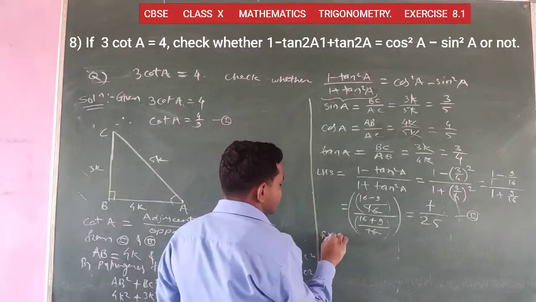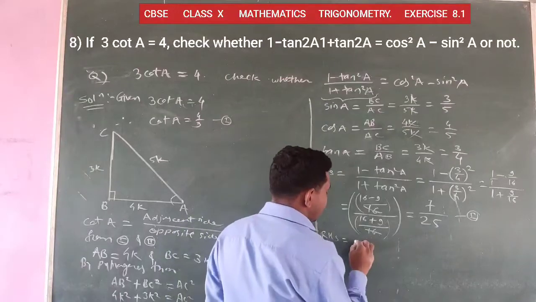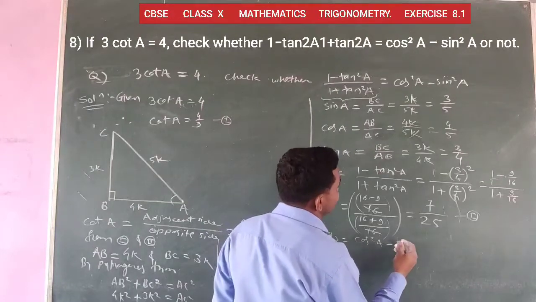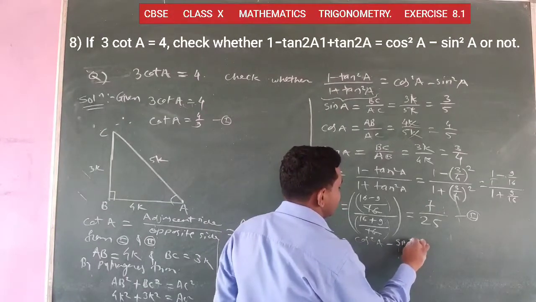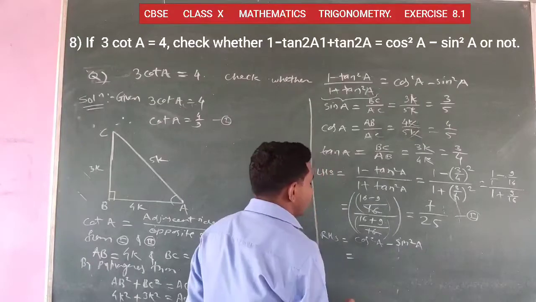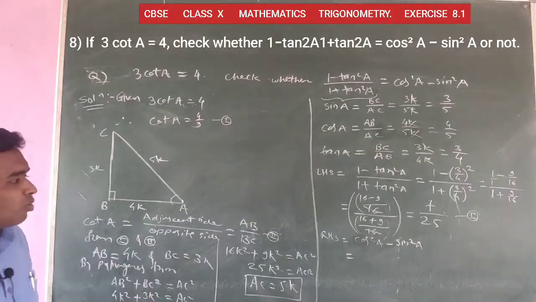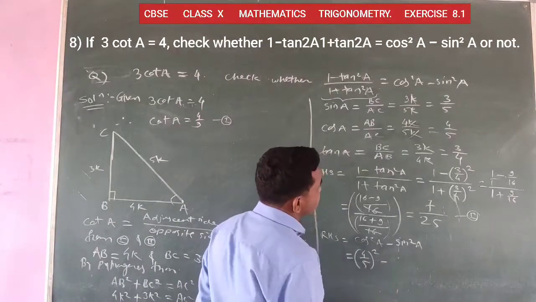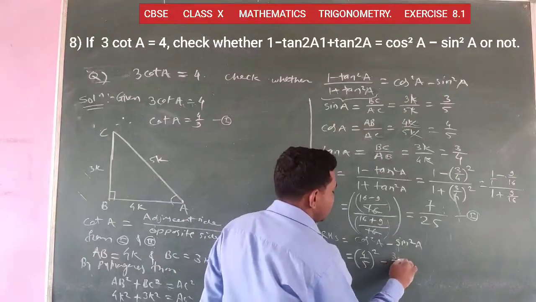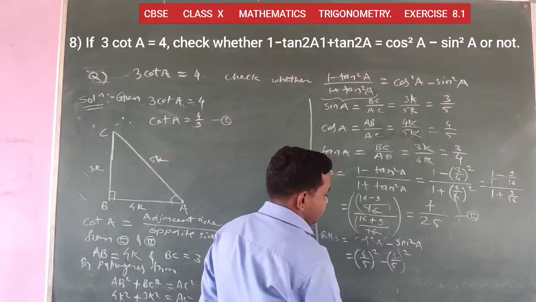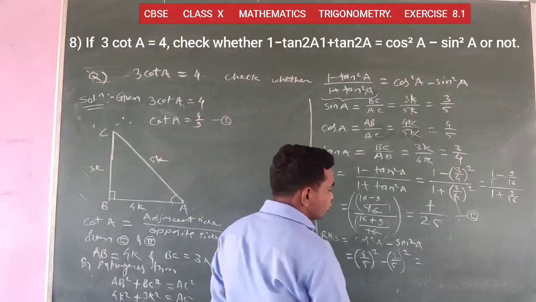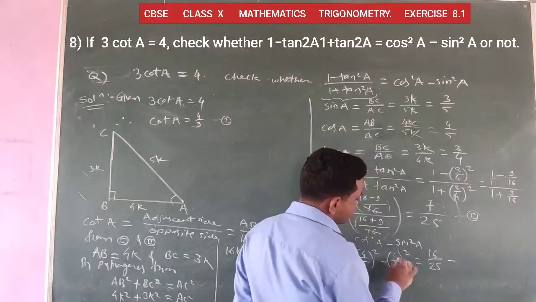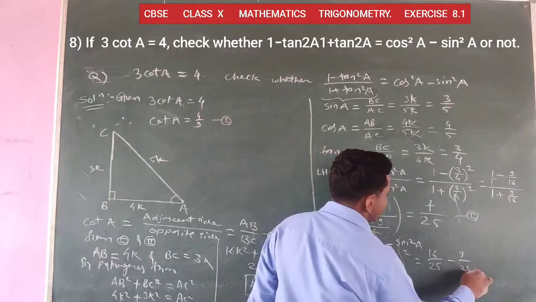Now we consider the RHS. RHS is cos square A minus sin square A. After putting the values, what is the cos of A? It is equal to 4 by 5. 4 upon 5 bracket square minus, what is the value of sin A? 3 upon 5 bracket square. So here 4 square 16 and 5 square 25 minus 3 square 9, 5 square 25.